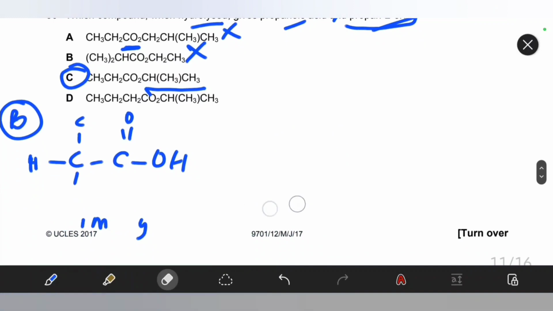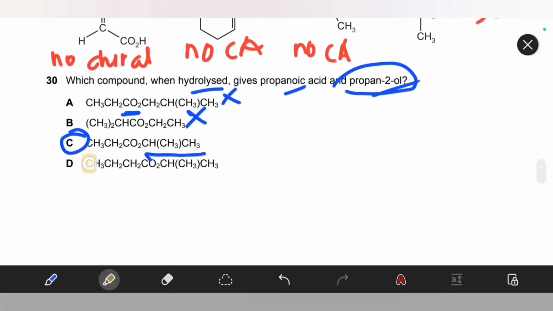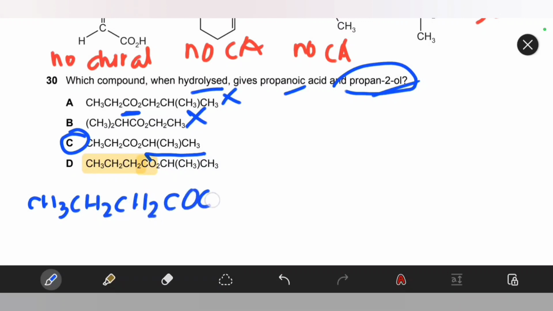Let's do part D to be sure. This part will give us the acid, which is CH3, CH2, CH2, COOH. This is clearly not propanoic acid, so D is wrong.